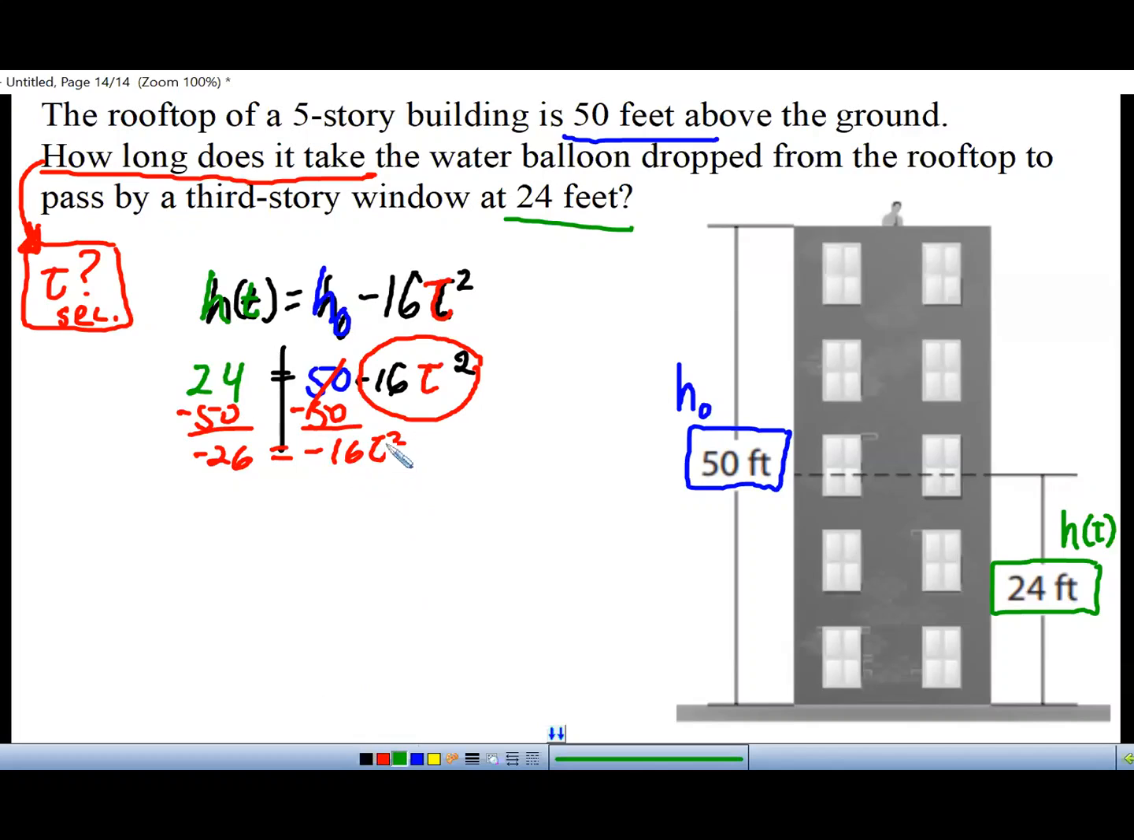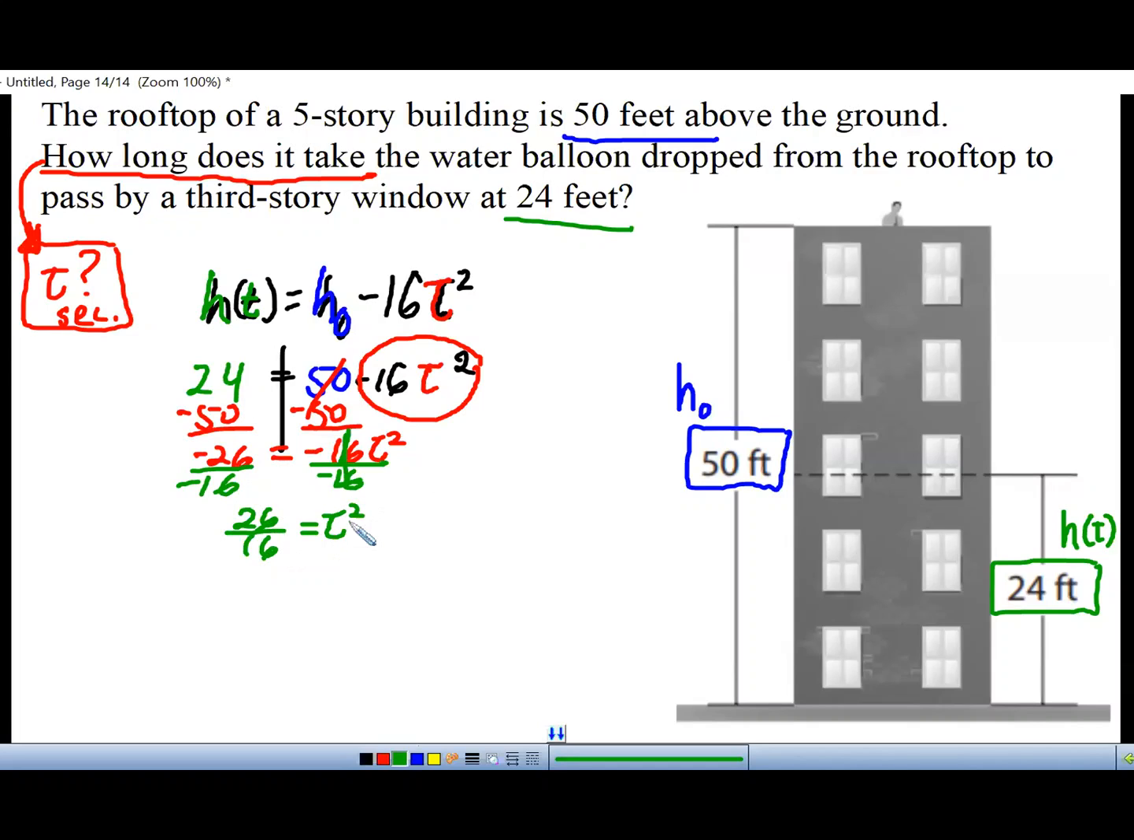We still need to leave t squared by itself. Negative 16 is multiplying, so the inverse is divide by negative 16, divide by negative 16. This is a giant one. We're left with t squared equals, negative divided by negative is a positive, so we're left with 26 over 16.